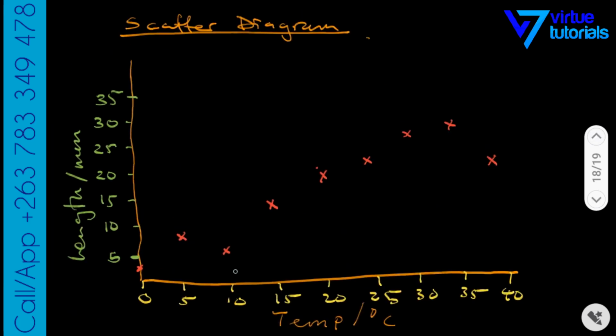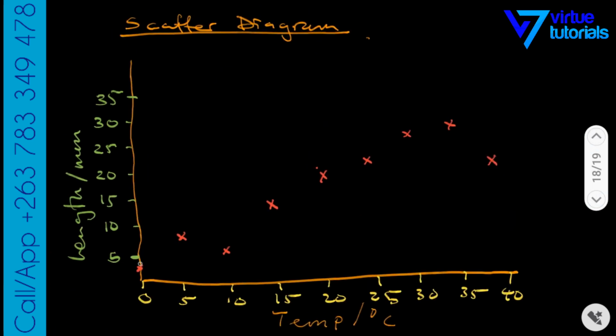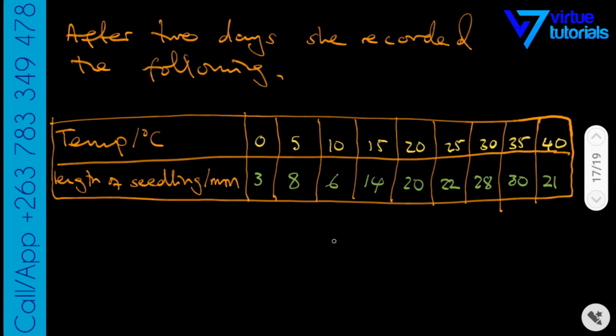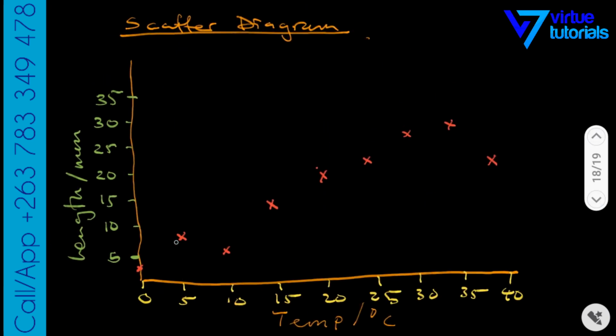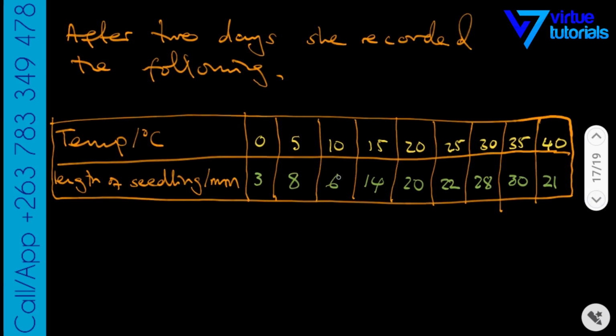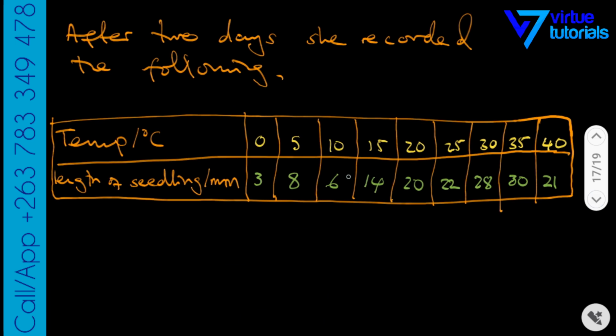So here, our student has already plotted the points. Remember, at 0 we have 3, so our student plotted at 0, put 3 there. And then at 5 there's 8, so our student went to 5 and plotted an 8. At 10 there's 6, our student went to 10 and plotted 6, and so on and so forth. So these plotted points represent what's in this table here.